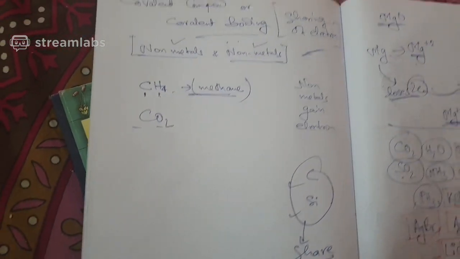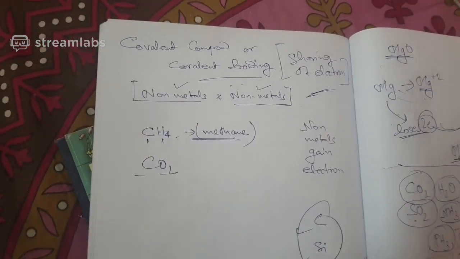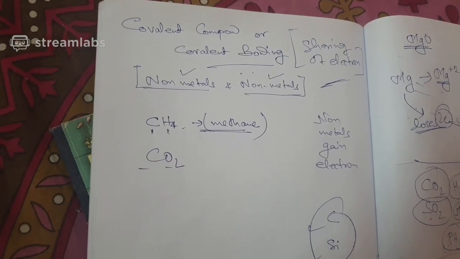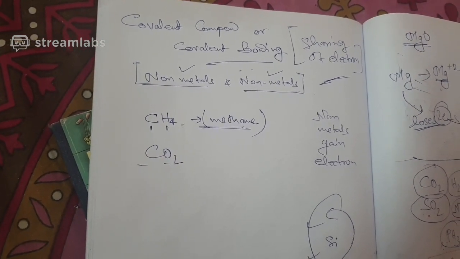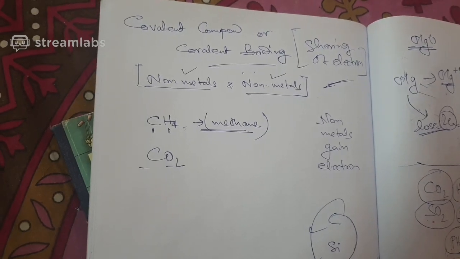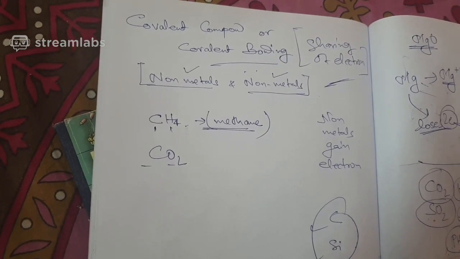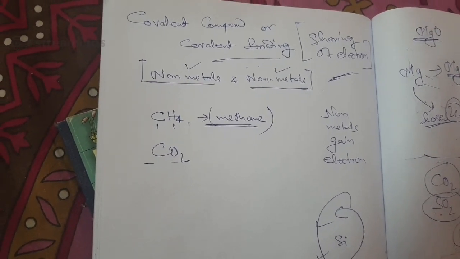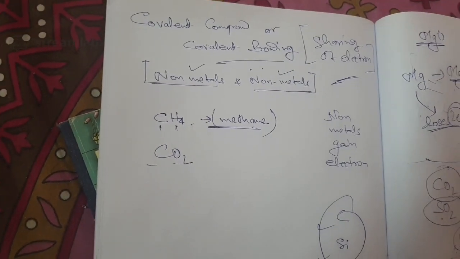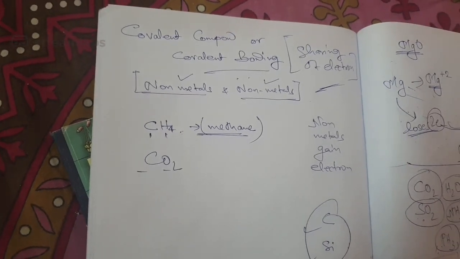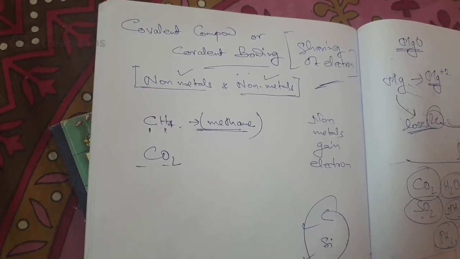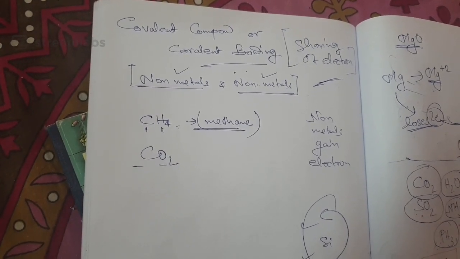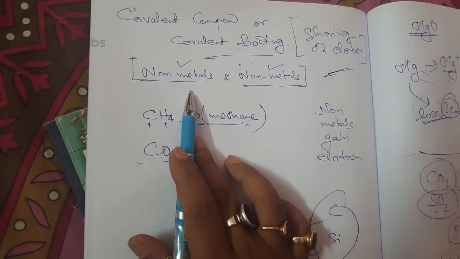I hope that you can hear properly. Okay, so we are understanding about covalent compound or covalent bonding, and about the sharing of electrons. In case of covalent compound or covalent bonding, how does the bonding occur? The bonding occurs by sharing of electrons, and that's why it is known as covalent compound or covalent bonding, and it occurs between a non-metal and a non-metal.